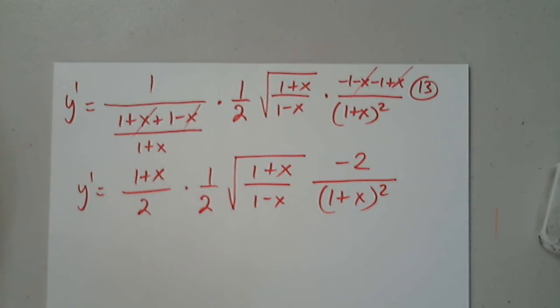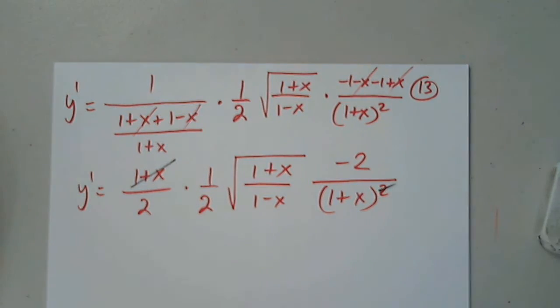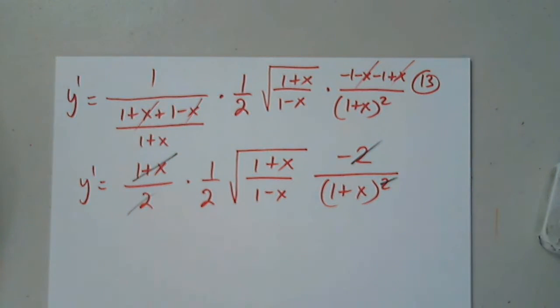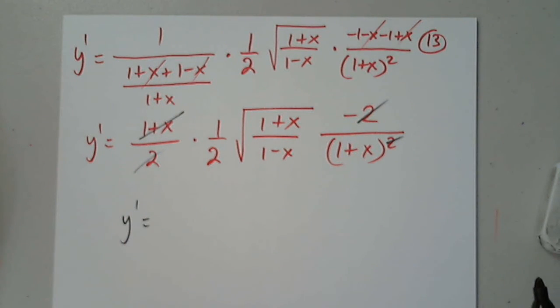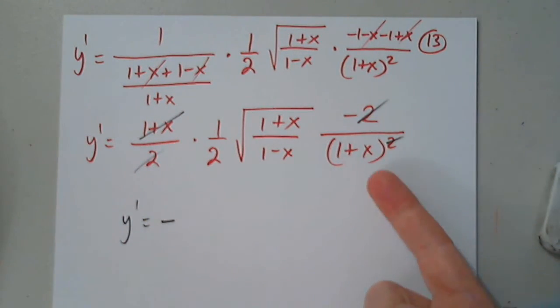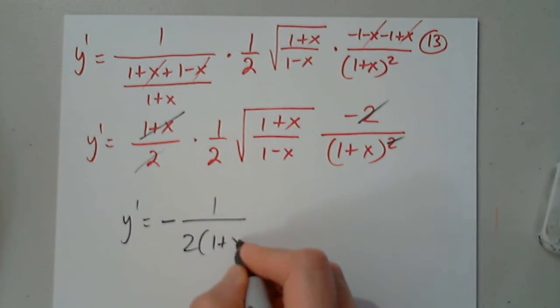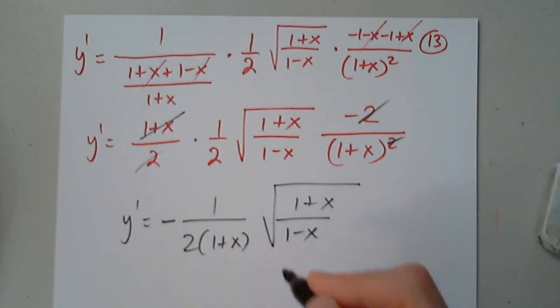Interesting, very interesting. One of these two will go away. The +2 here with the -2 here will go away. And finally, y prime, negative in front from here, 1 over 2, 1 plus x, the square root of 1 plus x over 1 minus x.